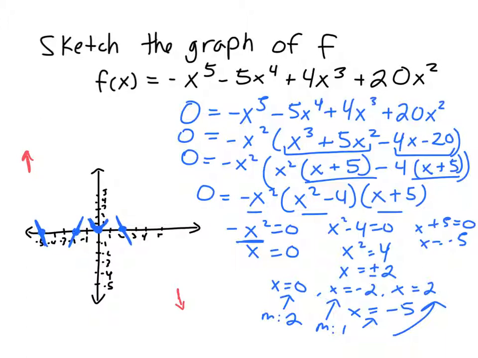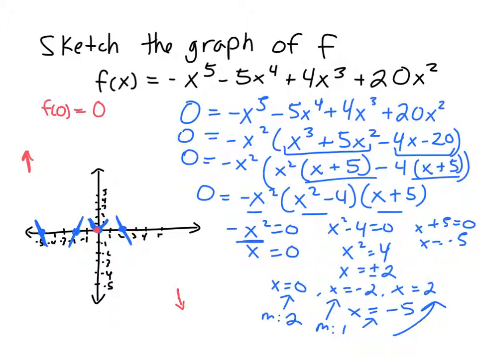Alright, next step is to find the y-intercept. To find the y-intercept, I plug in 0 for x. If I plug in 0 for x, since every term involves x, the whole thing is going to go to 0. So my y-intercept is here at (0, 0). That's my only y-intercept.